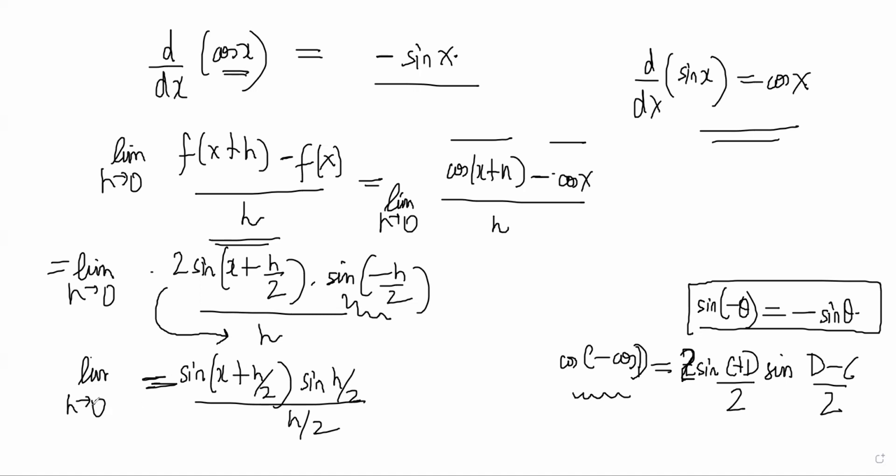And here we can see that as h tends to 0, this part will tend to 1 just like the previous case, right? Yes. Why is it tending to 1? Because we already know that sin x by x is 1 if x is small, right? And here it is sine of h by 2 by h by 2, where h by 2 is obviously small. So it is tending to 1, and if you put h is 0 in the other term, you'll get a minus sine x.